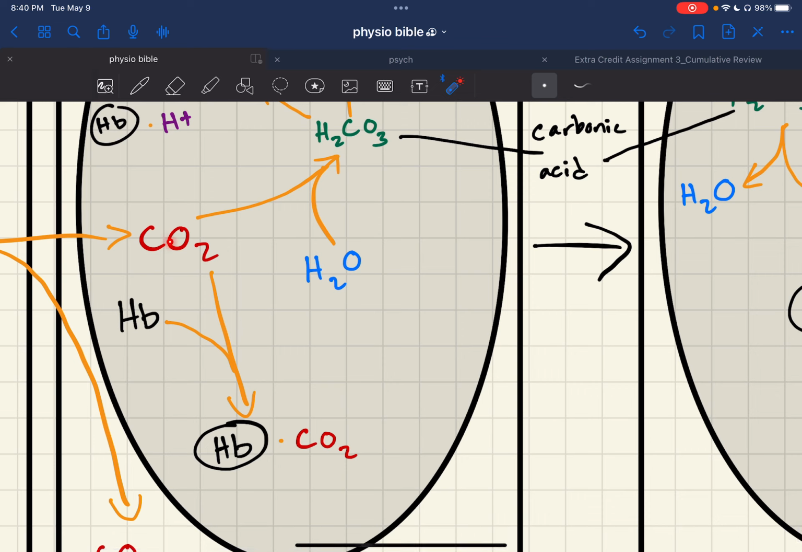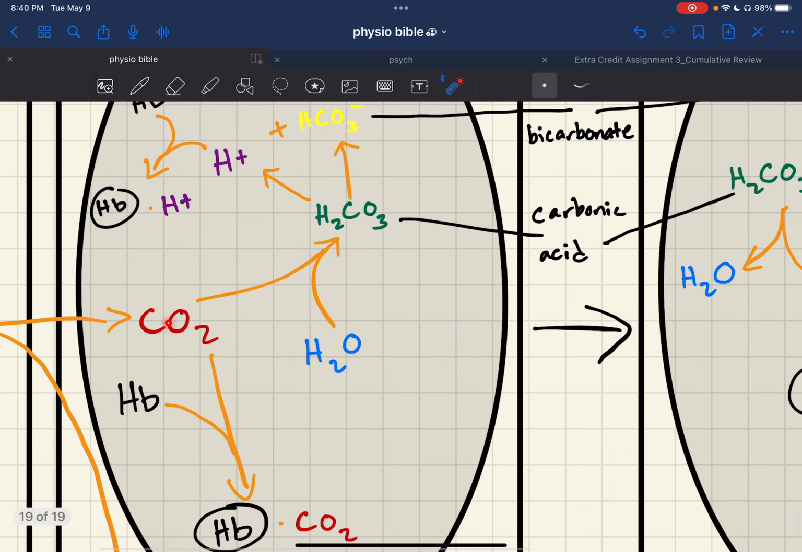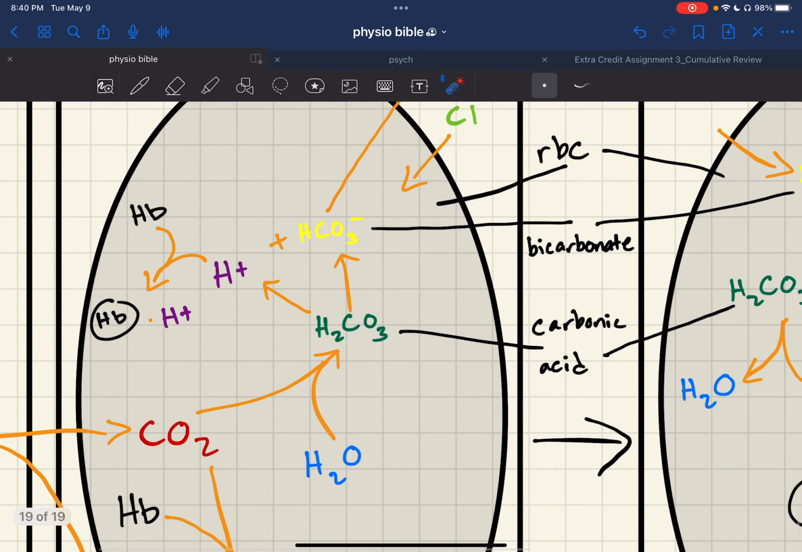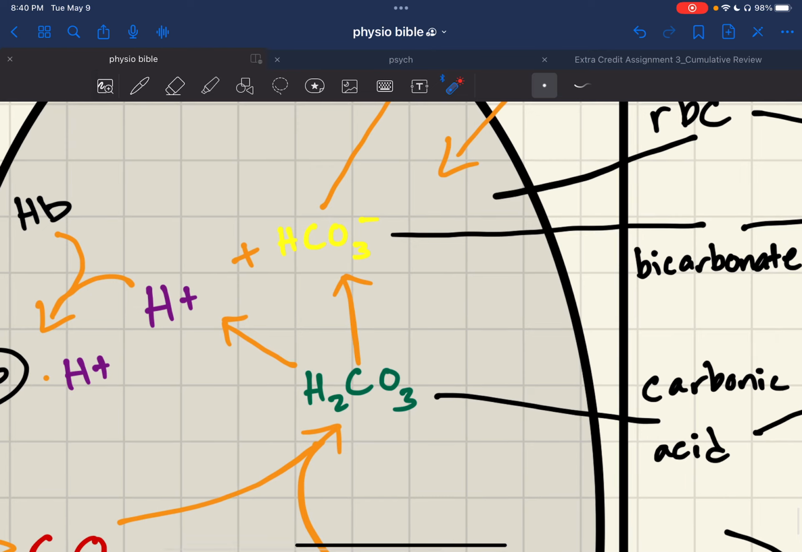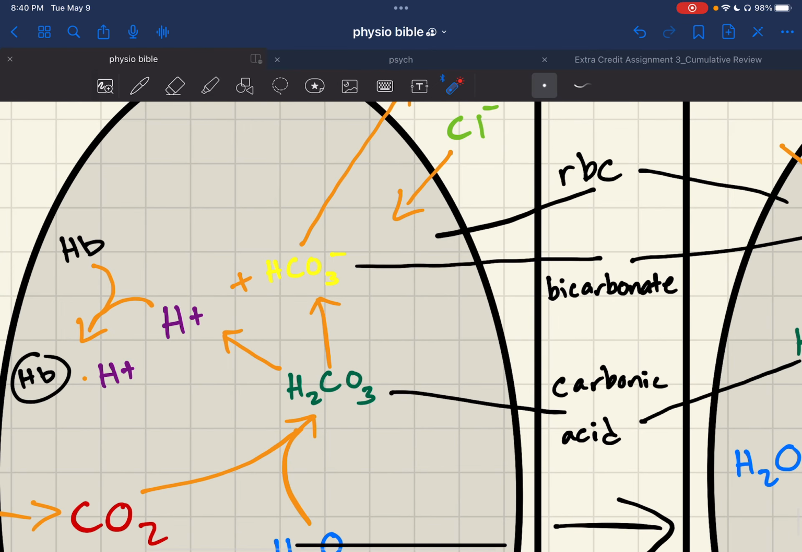Here, the CO2 combines with a hemoglobin and pairs over here, but the CO2 also goes over here and combines with water to form carbonic acid. Once carbonic acid is formed, one hydrogen dissociates and combines with hemoglobin to be stored over here. But when we lose this hydrogen ion, what we're left with is bicarbonate, which is the buffer that keeps pH and things like that in balance.